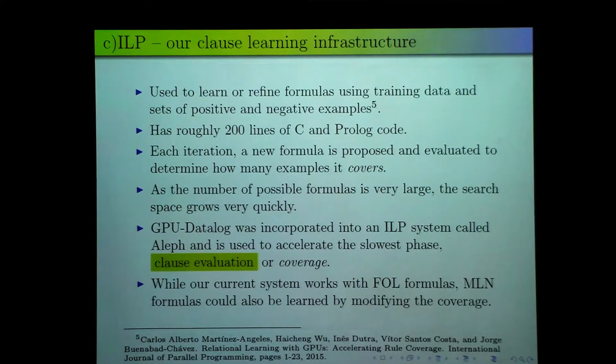And now for ILP, we try to learn or refine formulas with training data and positive and negative examples. It has 200 lines of C and Prolog code. And the idea is that at each iteration we propose a new formula and we evaluate it to determine how many examples it covers. The problem is that the number of possible formulas that can be proposed is very large. The search space grows very quickly.